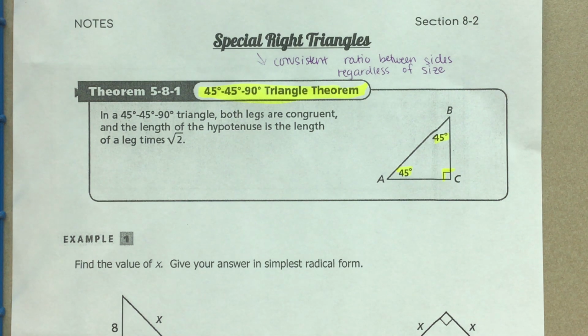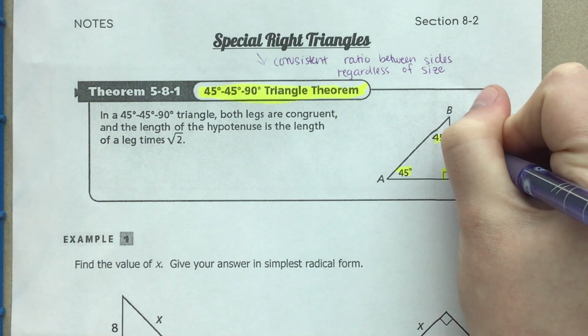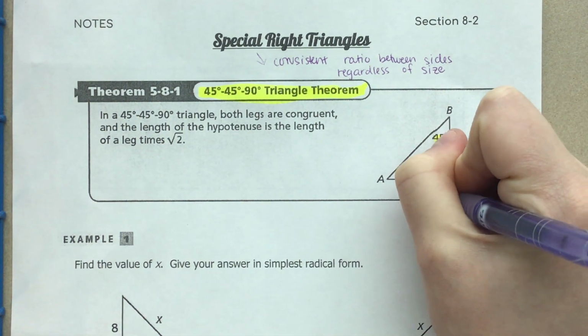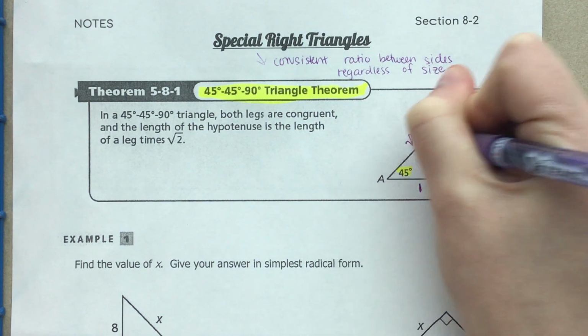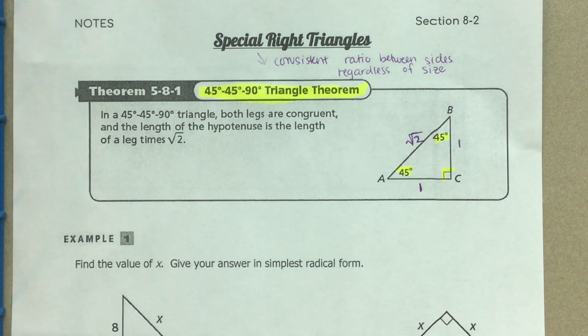But what is this pattern? Well, essentially, it says that both of the legs of a 45-45-90 triangle are congruent, and the hypotenuse is that times the square root of 2. So if it were to all be reduced, this is what our sides are going to be. We're going to have 1, 1, and square root 2. Essentially, that's what we've got every single time with every single 45-45-90 triangle.